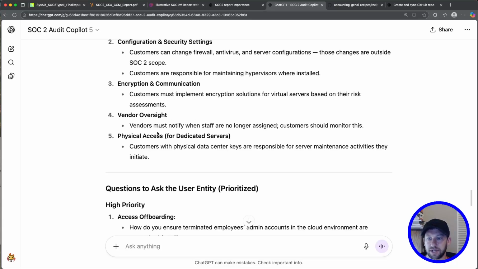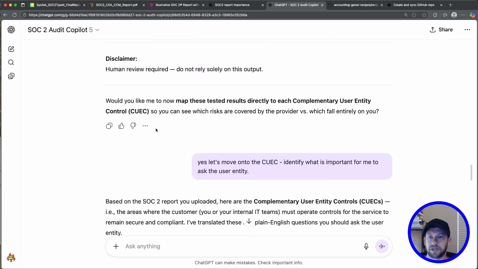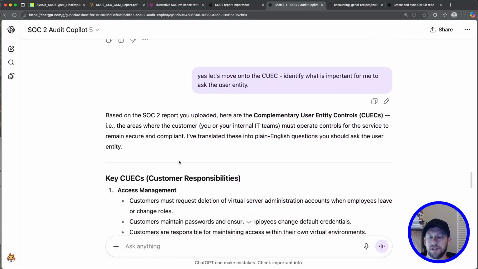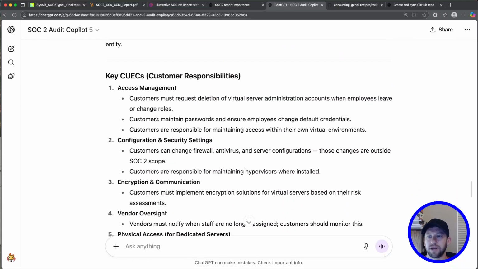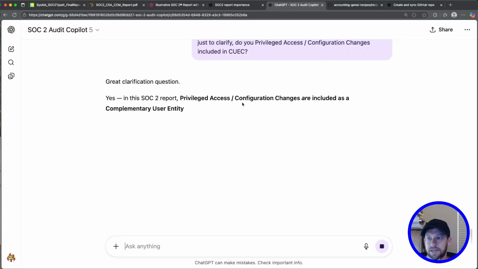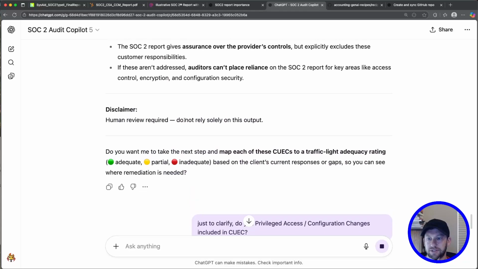Vendor oversight. So what I didn't see is privilege access and configuration changes. Let's just take another quick look here. Oh, you know what? I think that is covered in what we see here. Just to clarify, you see privilege configuration included in CUECs. Yes. Okay, they are included in the CUECs.